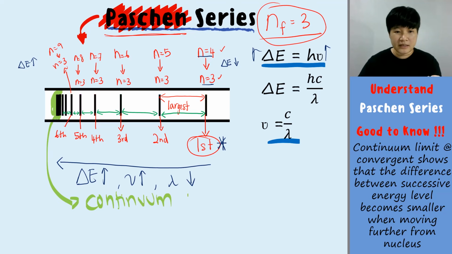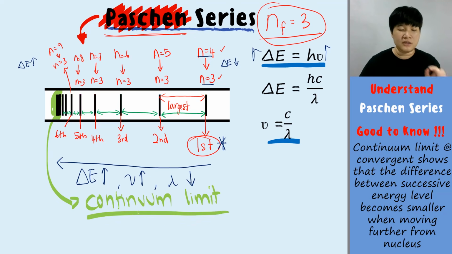continuum limit. Alright, that is what we call continuum limit. And this continuum limit is actually proof that the differences between the energy levels become smaller when you move away from the nucleus. The further you are from the nucleus, the closer the energy level difference, the smaller the gap. Okay? And there will be a point where the energy level differences are so small that they are actually like sitting on top of each other without any blank area. And that is what we call continuum limit. Okay? It's a limit where we cannot differentiate the transition anymore.